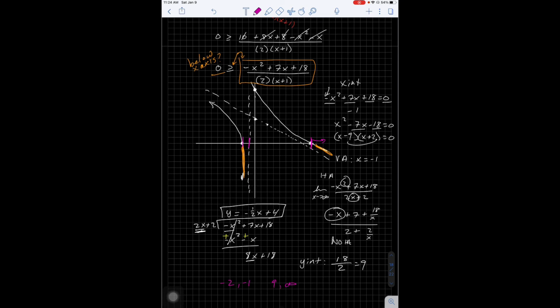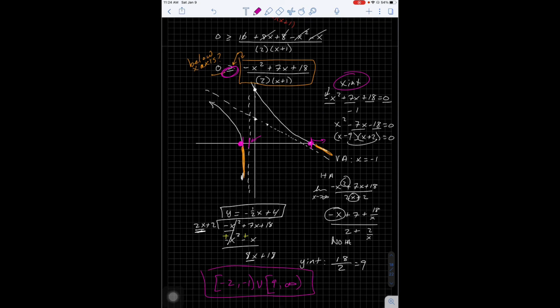Now let's check out the brackets. This is an or equals to, so that means I have potential for square brackets, and square brackets come at the x-intercepts. They're the places where the graph is actually at 0. So negative 2 and positive 9 are going to get square brackets. Infinity always gets a round, and negative 1, because it's a vertical asymptote, gets a round. So this is my solution.